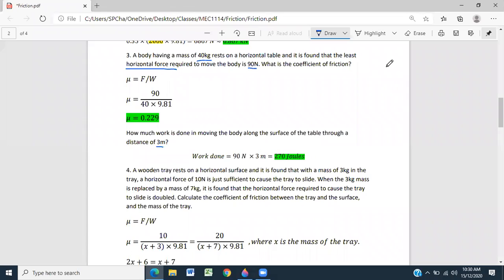So part 1, coefficient of friction, we have a formula. The horizontal force required to move the body is 90, right? The weight is 40 times 9.81. Again, putting this into a calculator, you end up with the coefficient of friction being 0.229 or 0.23.